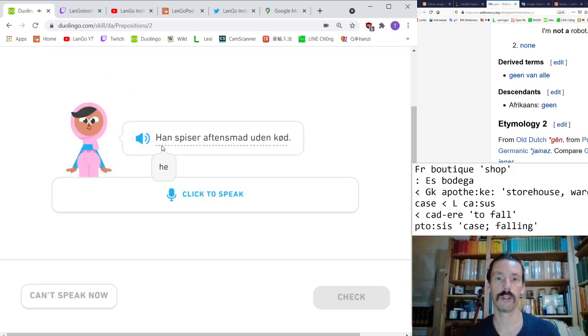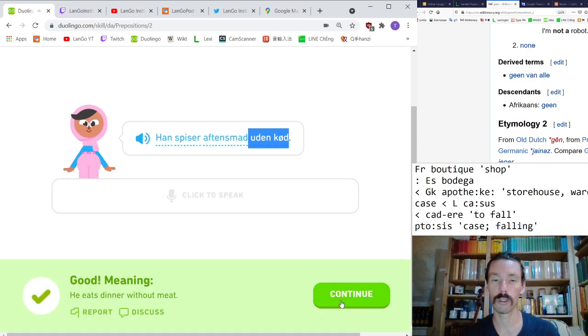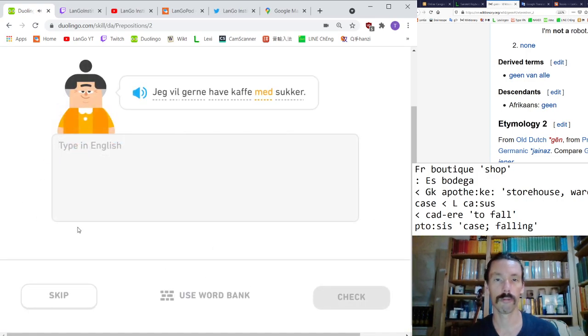Han spiser aftensmad uden kød. Uden kød. So three D's in a row there, with the intervening other ones there. Han spiser aftensmad uden kød. Jeg vil gerne have kaffe med sukker. I would like to have coffee with sugar.